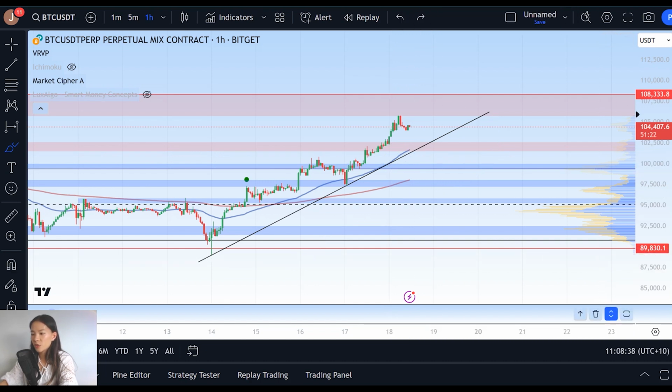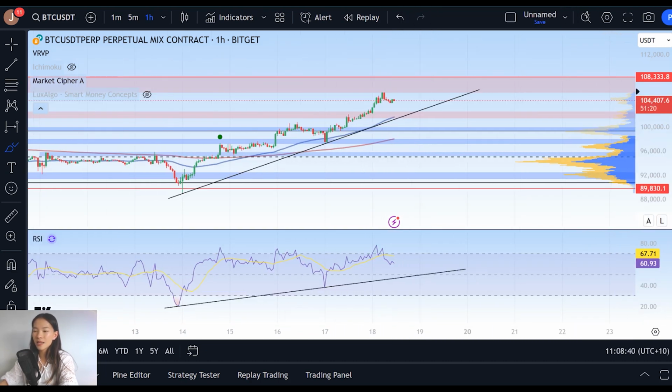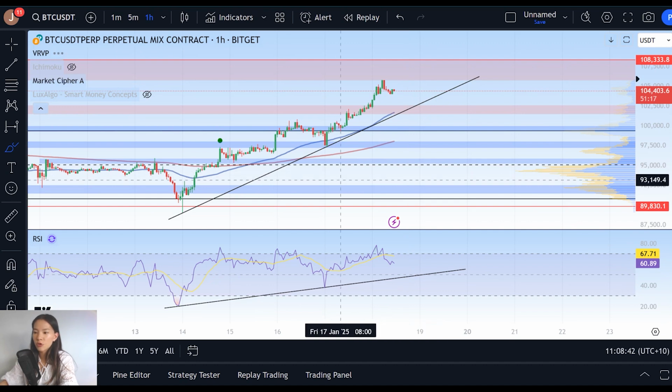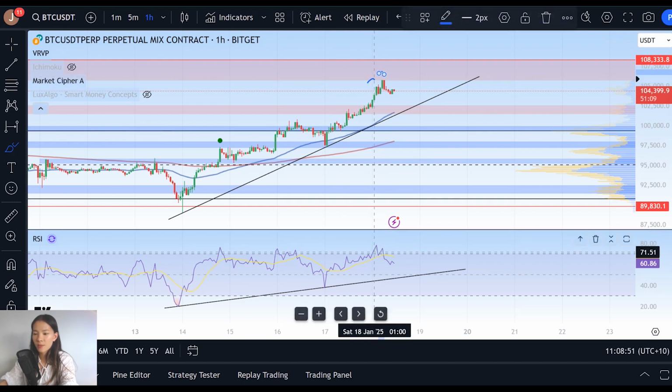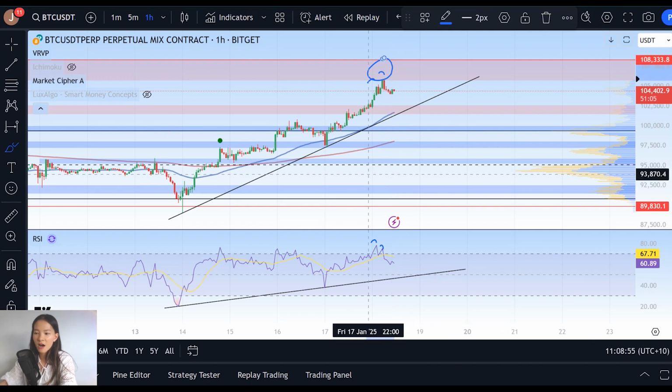Now, if we zoom in to the RSI, we can start to see some signs that we're seeing bullish exhaustion, and that we might see a little bit of a pullback here, right? We've printed bearish divergence, so two higher highs on the price action, but lower highs on momentum against a level of resistance after an extensive rally.